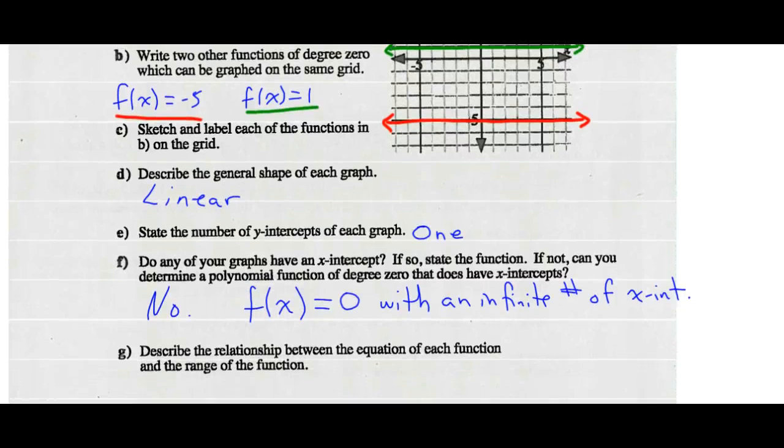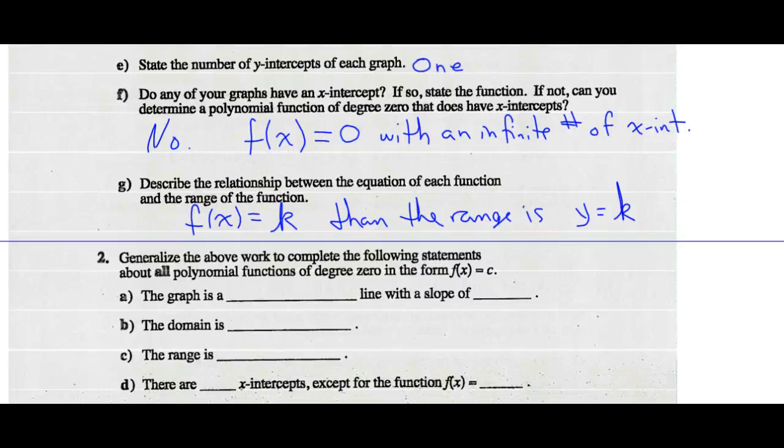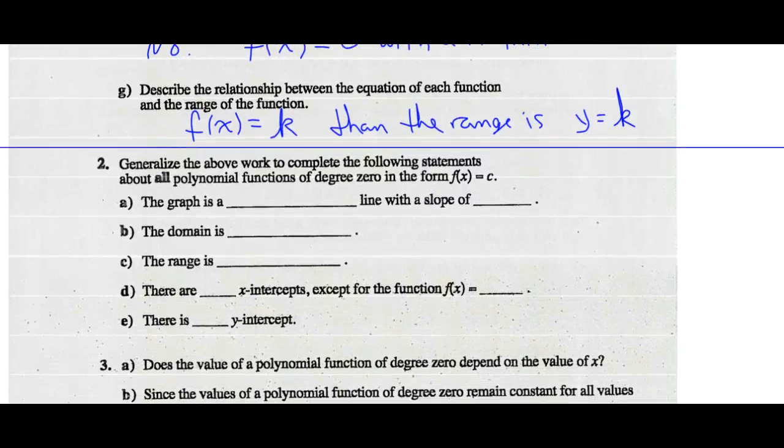Describe the relation between the equation of the function and the range of the function. Well, whatever the function equals, that's going to be your range. So if I said something like f of x equals k, then the range is y equals k. Part 2. Generalize from the above work to complete the following statements about all polynomial functions of degree 0 in the form f of x equals c. The graph is a line with a slope of 0.